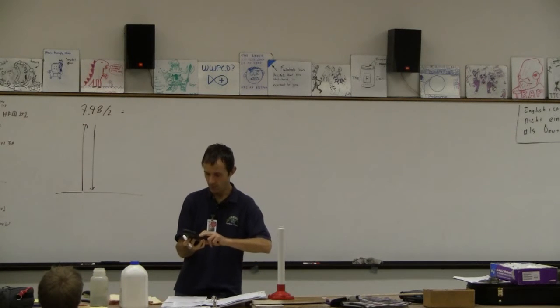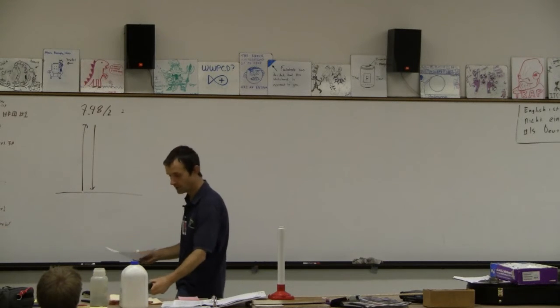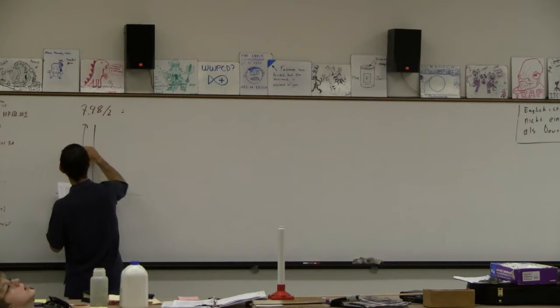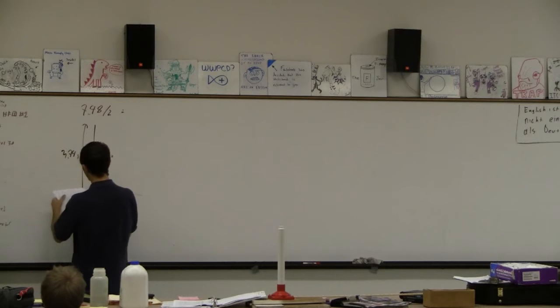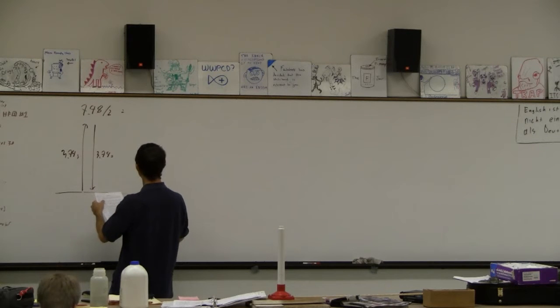So 7.48 divided by 2, 3.74 seconds going up, 3.74 going down. So the first question says, what time did it spend going up? 3.74. 3.74 going down. What is its initial velocity?